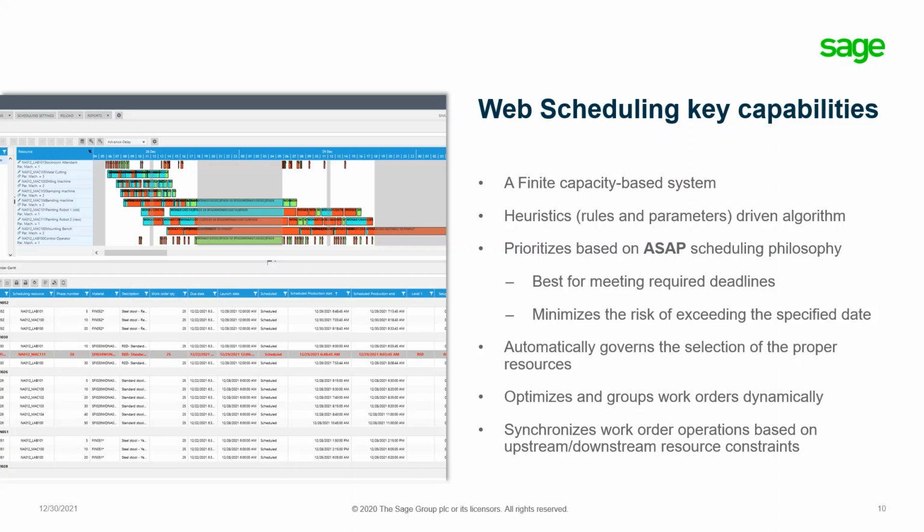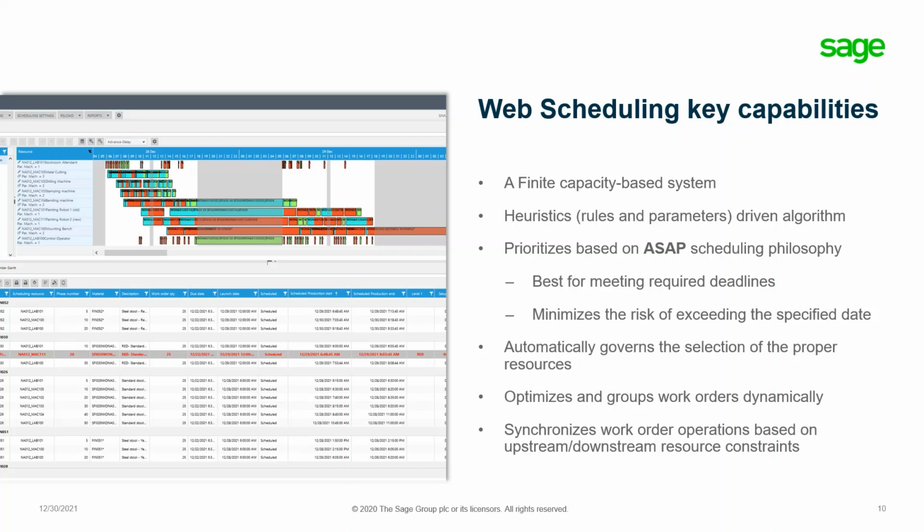Sage X3's web scheduling evaluates the existing finite capacity of physical, logical, and economic resources, and through automated production planning allows for the simulation of production needs and supply requests. It utilizes heuristics or rules to drive the scheduling algorithm. It prioritizes based on the ASAP rule, which has been determined to be the best for meeting required deadlines. It automatically selects the proper resources to be utilized, taking into consideration alternate resources and percent efficiency, and it optimizes and groups work orders dynamically.